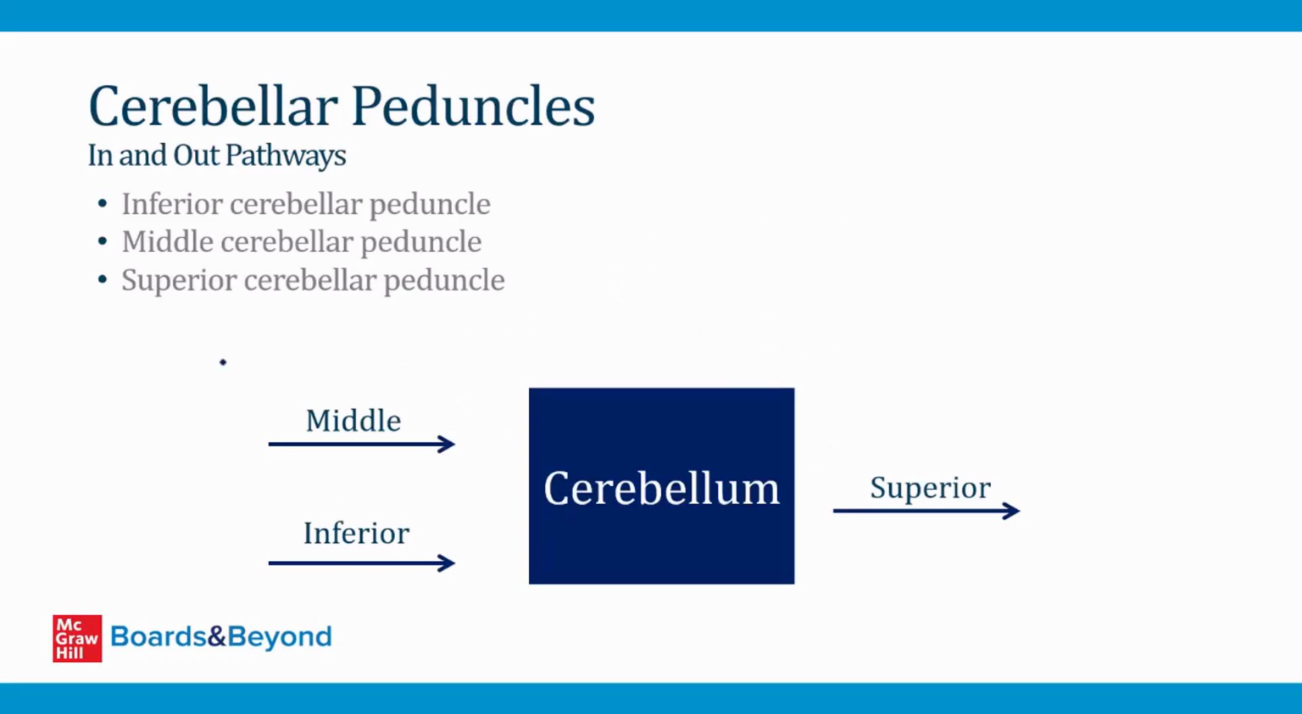The bundles of nerves that carry signals into and out of the cerebellum are called peduncles. So let's talk about those now. There are two peduncles that bring information into the cerebellum. Those two peduncles are the inferior cerebellar peduncle and the middle cerebellar peduncle. And then there's one peduncle that carries information out of the cerebellum, and that's the superior cerebellar peduncle.